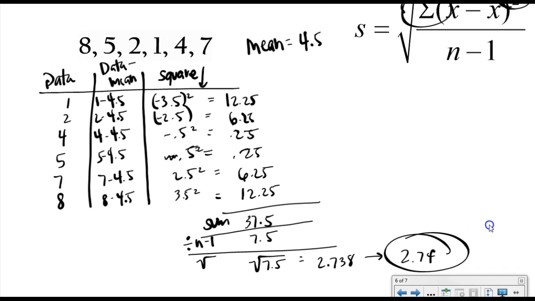Okay, so this is by hand. It's only 6 data points. Now imagine if you had 20 data points, right? It could get to be quite a large process, but once you know the steps, it's not so bad.